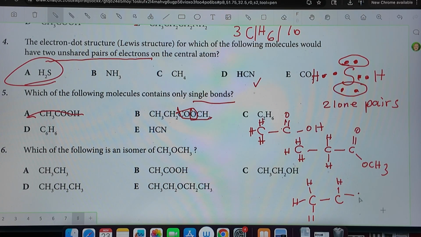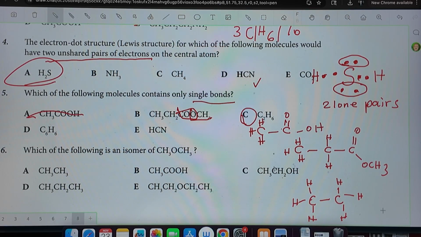H, H, H. So here, no double bonds. Carbon's happy, it has 1, 2, 3, 4, and this carbon's happy, it has 1, 2, 3, 4. There's no double bonds, and the hydrogens are obviously happy, they only bond once. Sorry about here. Okay, there we go. So the answer is C.